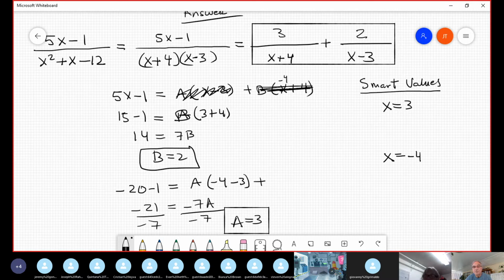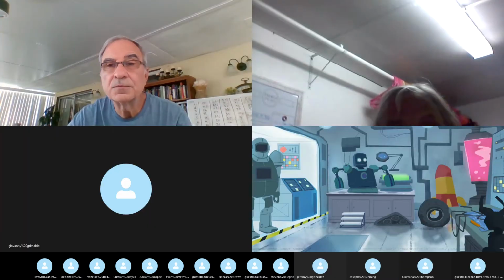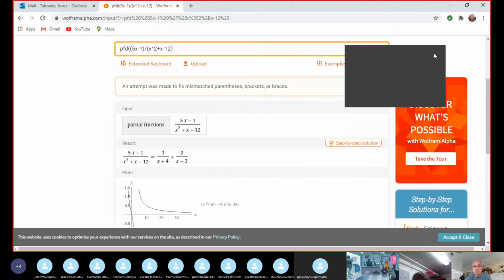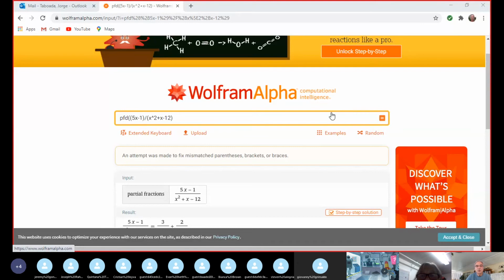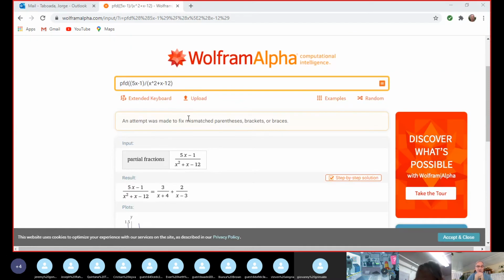Okay. Look. Switching screen, Wolfram Alpha window. There you go. Do you see? Okay, this is the Wolfram Alpha format, computational intelligence. And you type PFD, partial fraction decomposition, and you copy the expression in this format. Be careful with the parentheses.